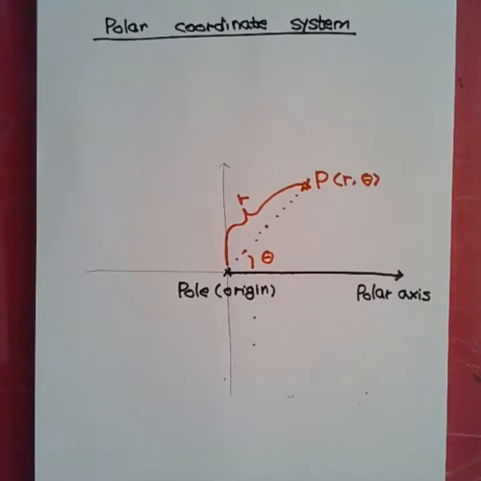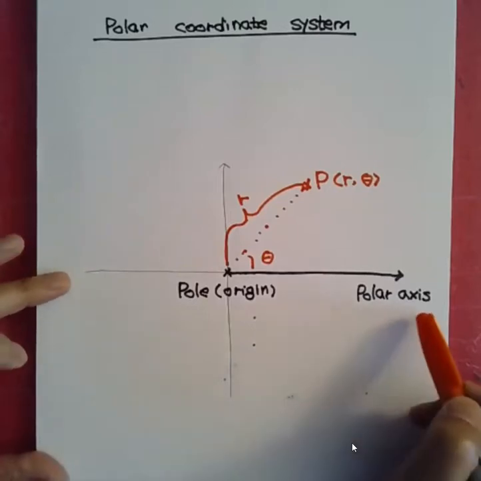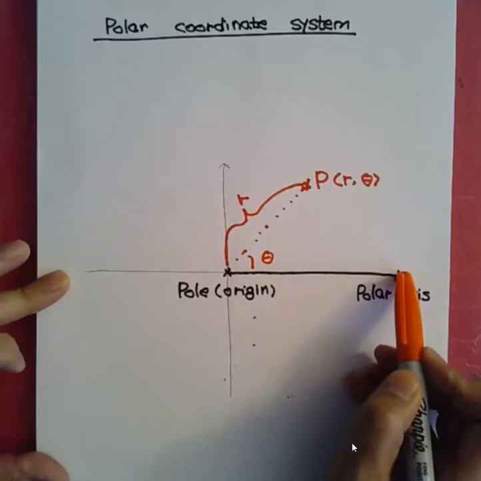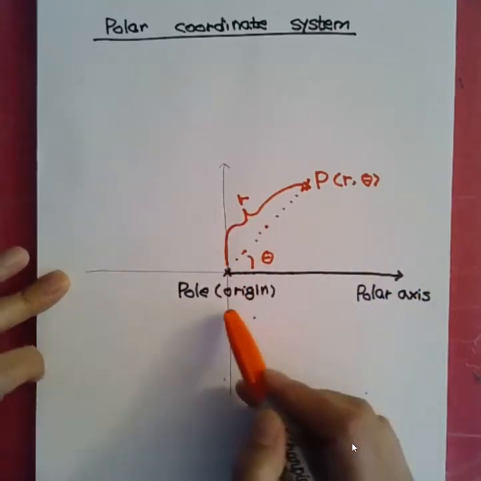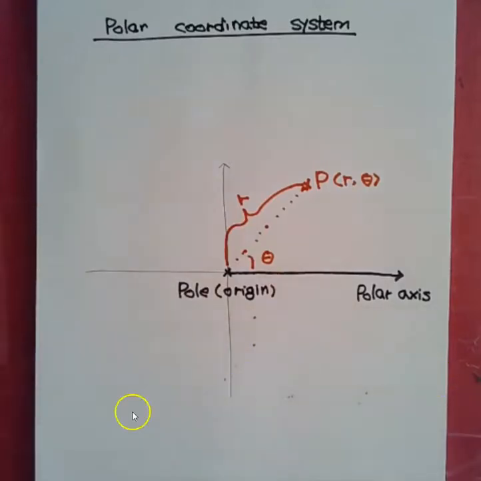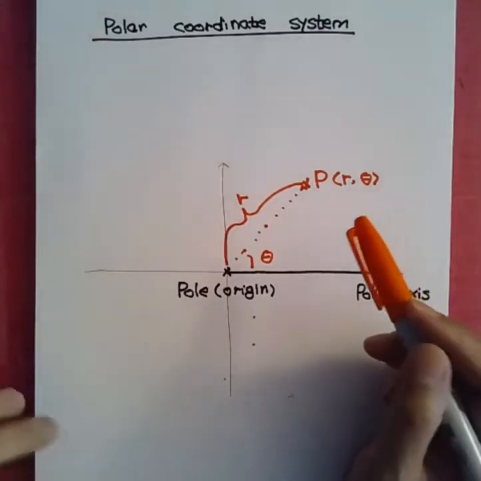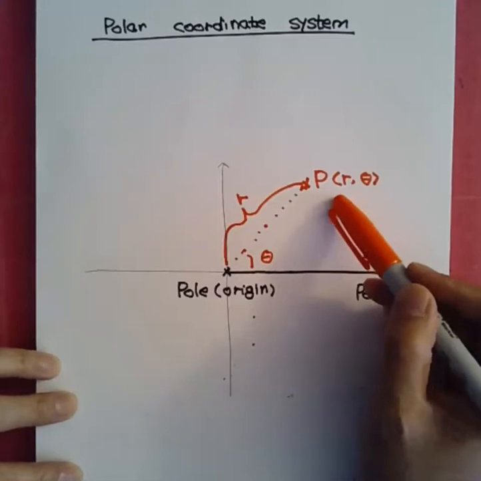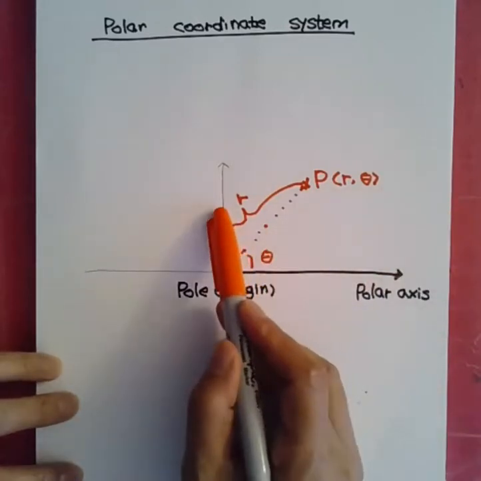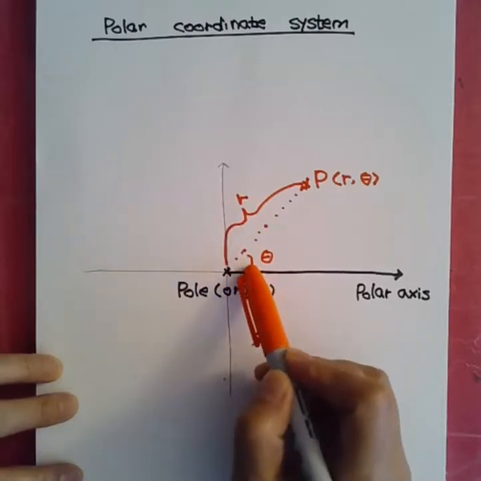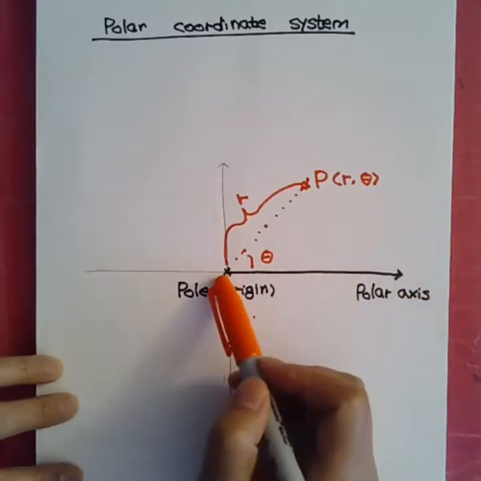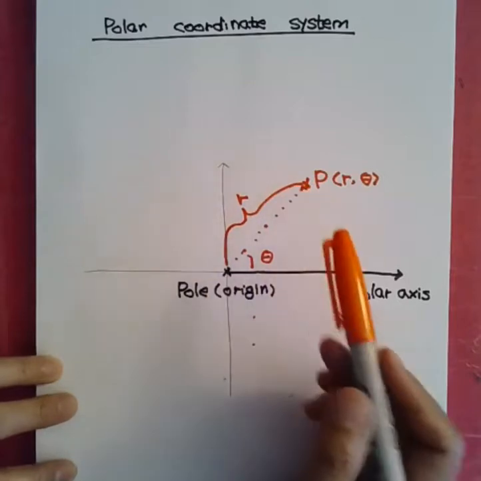Polar coordinate system consists of a pole and polar axis. If we embed the polar coordinate system in the rectangular coordinate system, then polar axis coincides with the positive x-axis and the pole coincides with the origin in the rectangular coordinate system. If we have a point on the polar coordinate system, then that point can be represented by r and theta. R is an oriented distance and theta is an angle between polar axis and the line segment which joins the pole and the point P.